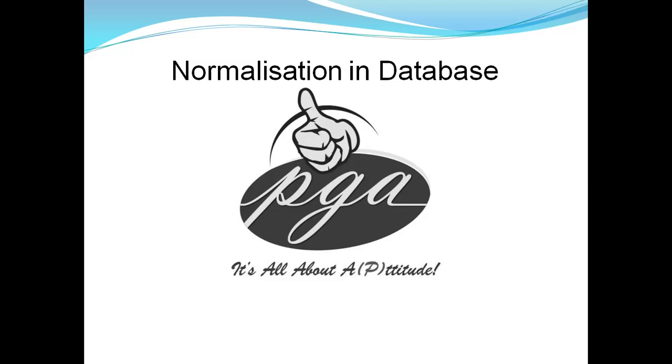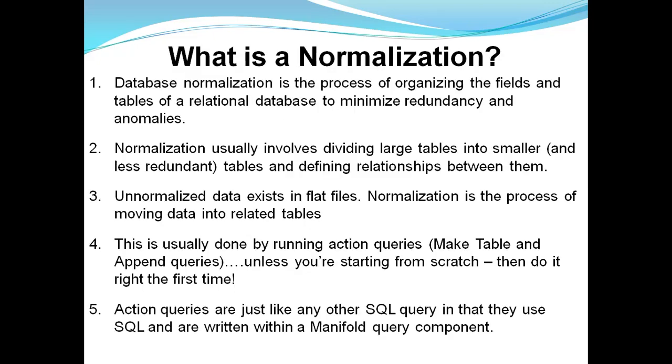But the difference between the both is, in the ER model, we look at the entity first, then their attributes. So it's a top to bottom approach. In normalization, we look at the attribute first, and then we decide in which entity that attribute will go. So it's a bottom to top approach. So simply, what is normalization? Database normalization is a process of organizing the fields and tables of a relational database to minimize redundancy and anomalies. Simple.